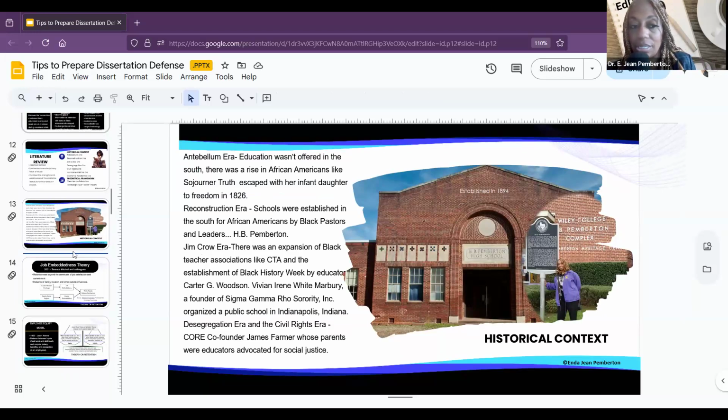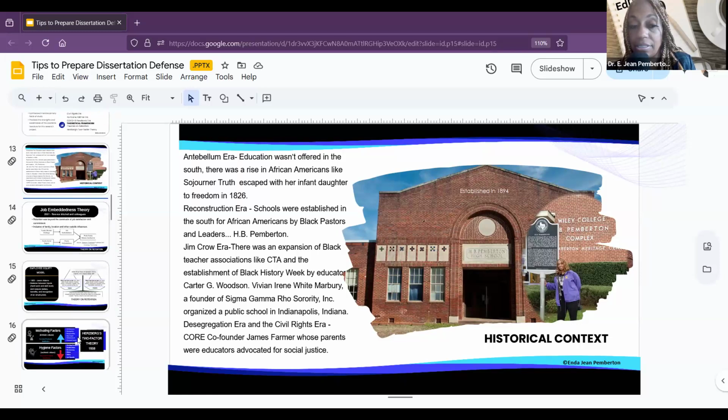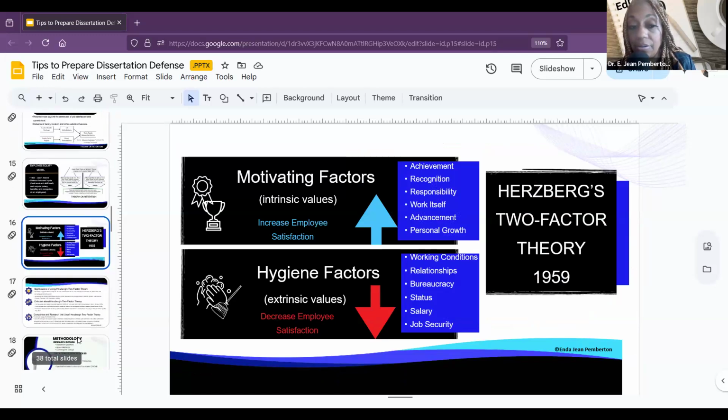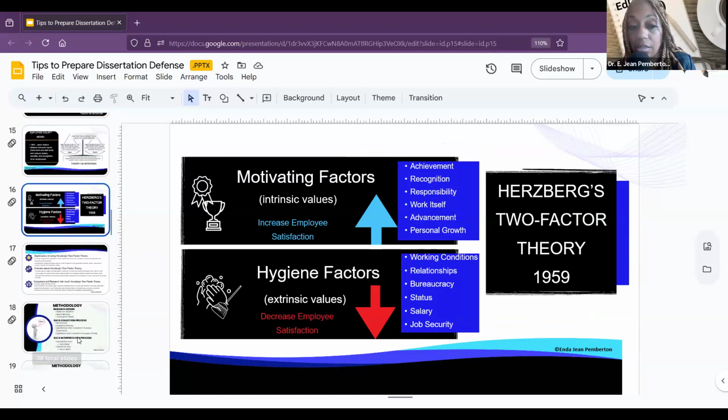So I'm not going to go into the slides of the other two theories, but I do want to show you a slide of the theory that I used, which was Herzberg's theory. And you should have a slide related to your own theory. Okay. And so as you can see, there is a snapshot of the theory focusing on motivating factors, intrinsic values, and extrinsic values, as well as when the theory was established by Herzberg in 1959. So that's a pretty good snapshot. And I discussed the benefits of the theory, why the theory worked, and then I moved into my methodology.